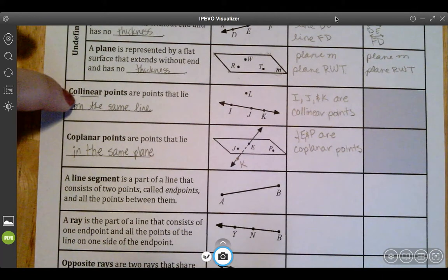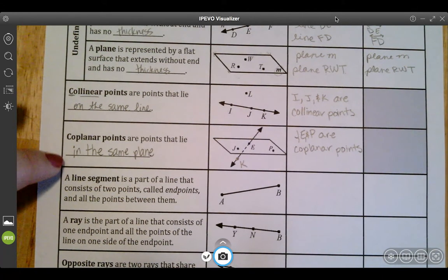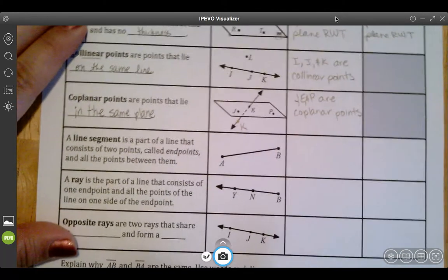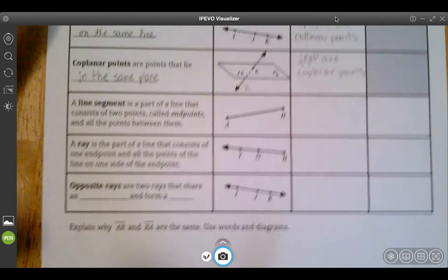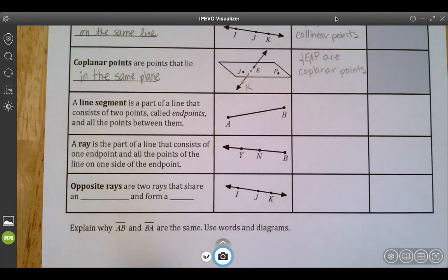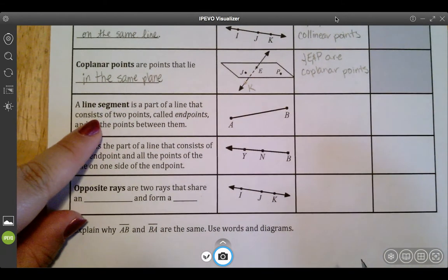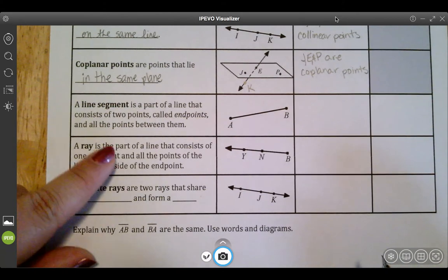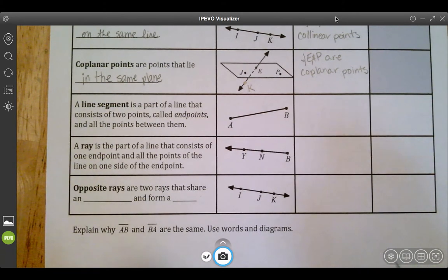So we have collinear on the same line, coplanar in the same plane. Let's take a look at our next definition of a line segment. So we had a line that extends infinitely out in both directions. A line segment is if I were to cut just a piece of that. Okay, so cutting on both ends, just a piece. So a line segment is part of a line that consists of 2 points, which are called endpoints, and all of the points between them.